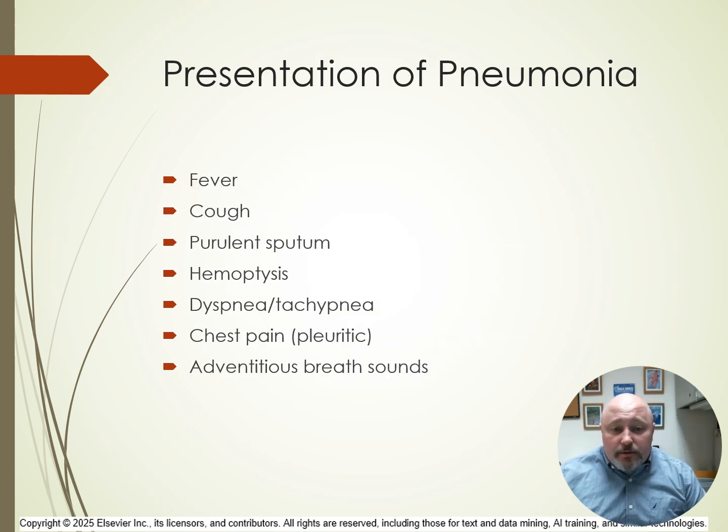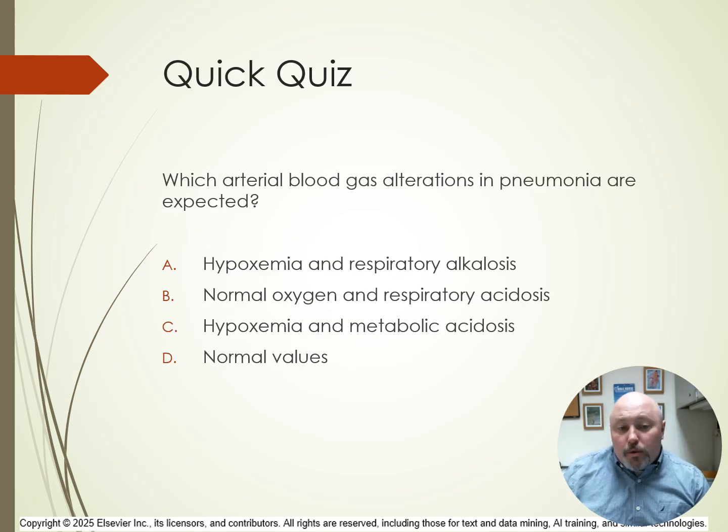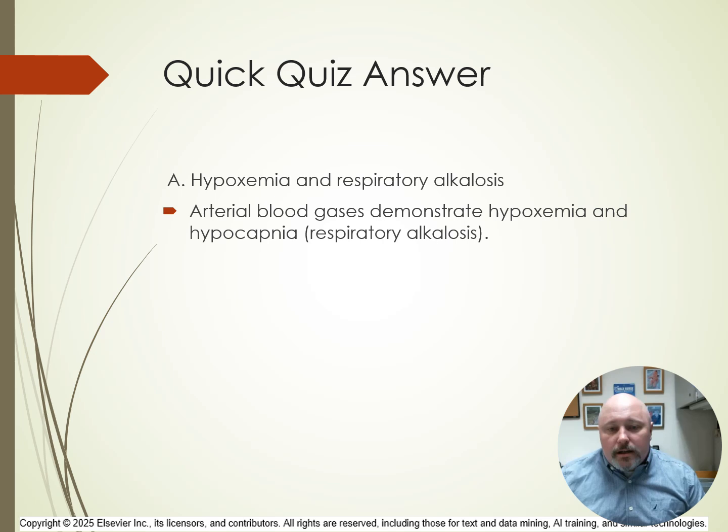Common signs and symptoms of pneumonia include things like fever, cough, purulent sputum, hemoptysis, dyspnea or tachypnea, chest pain, and even adventitious breath sounds. Which arterial blood gas alteration in pneumonia is expected? That would be A, hypoxemia and respiratory alkalosis, B, normal oxygen and respiratory acidosis, C, hypoxemia and metabolic acidosis, or D, normal values. And that answer is going to be A, hypoxemia and respiratory alkalosis. In this case, arterial blood gases are going to demonstrate the hypoxemia as well as hypocapnia, respiratory alkalosis.